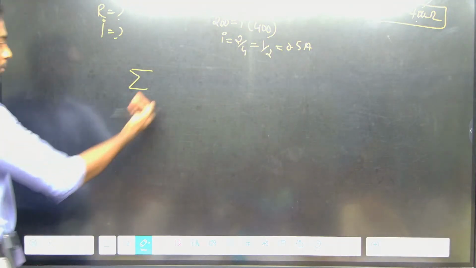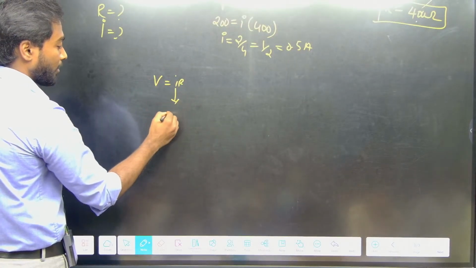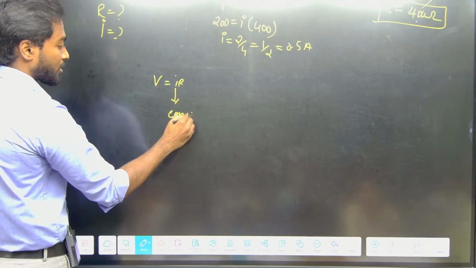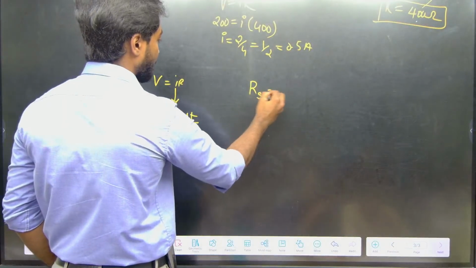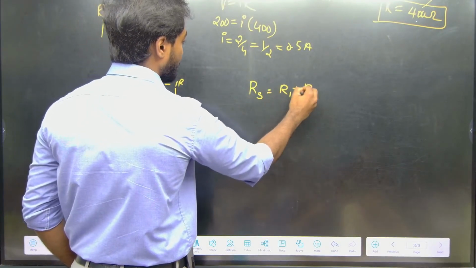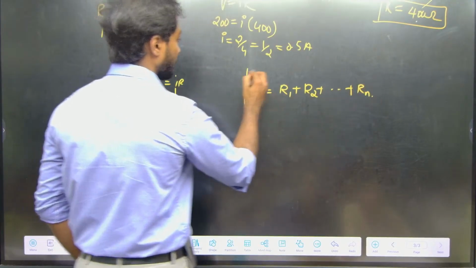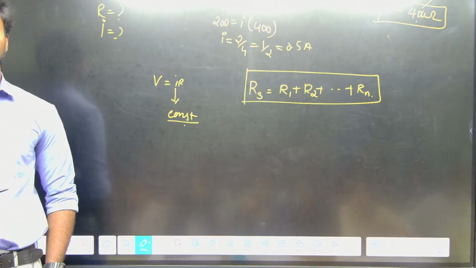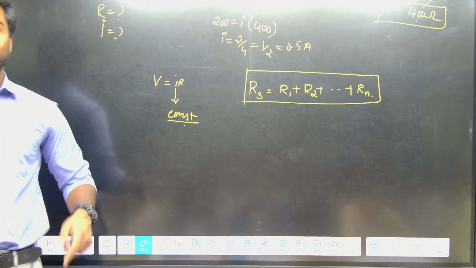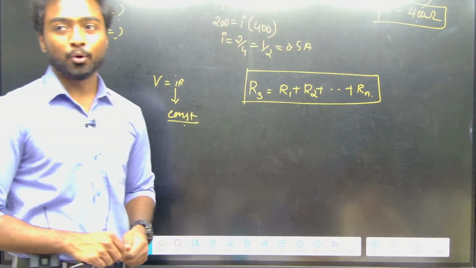So from the equation I can say that V equals IR. So I will remain constant. So the equivalent resistance R series will be equal to R1 plus R2 plus up to Rn. This is my formula for the series combination. For capacitors it is the opposite: 1 by C1 plus 1 by C2 plus up to 1 by Cn.